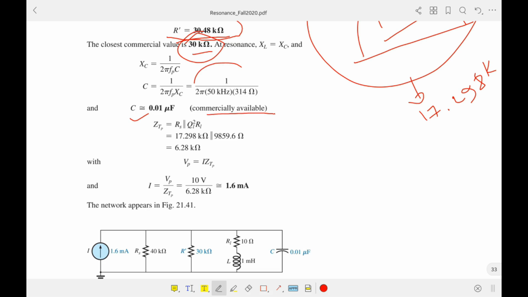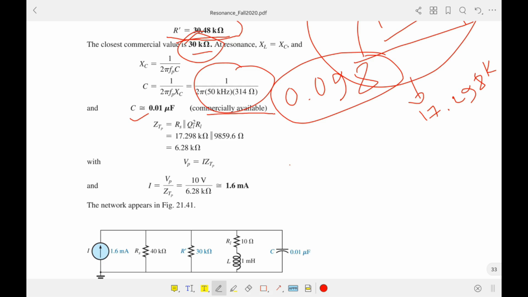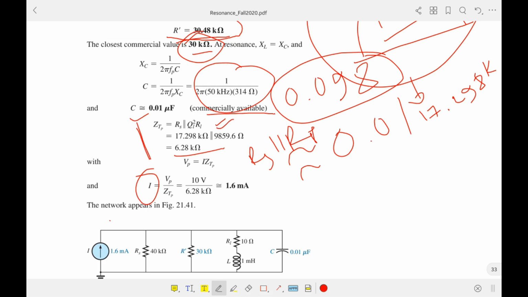So in this calculation, let's say you got 0.098. I don't know whether you will get this or not. So you will make this closely commercially available, or quite a good figure, I can say 0.01. So then ZTP, just like the previous one, ZTP is basically RS parallel RP. So this appears. So ZTP is calculated, through which we can calculate the I actually, because whenever we draw the network we will define how much current it will be delivering.